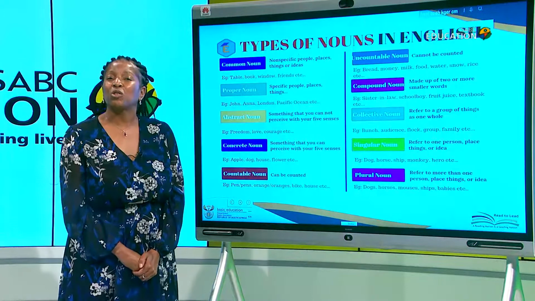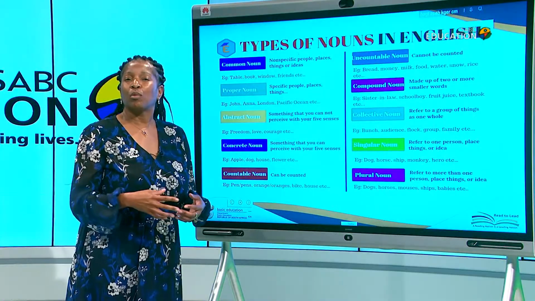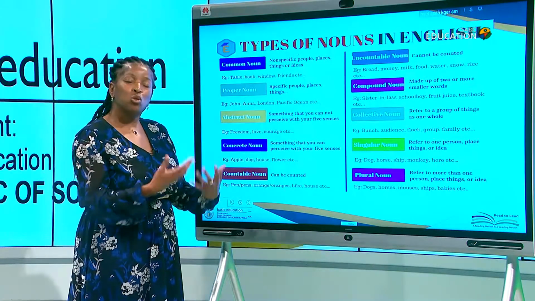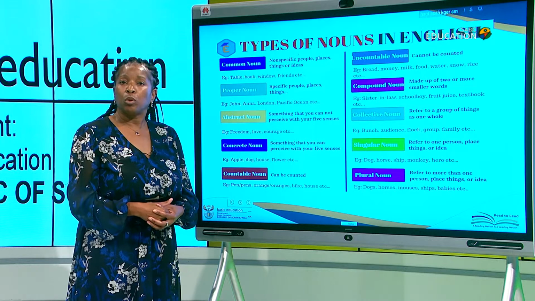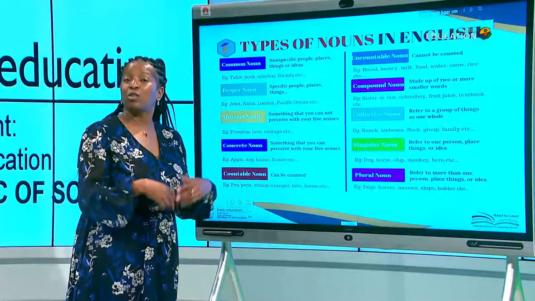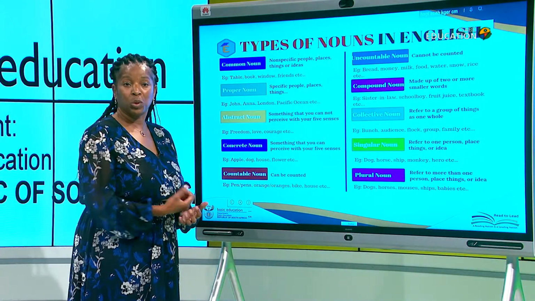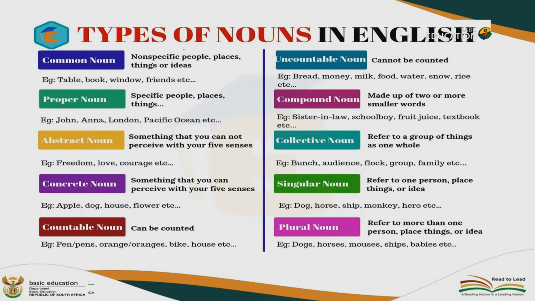Please note that we also have compound nouns. Compound nouns are those nouns that are made up of two or more words within them. For example, boy, friend. It is a compound noun because it has two separate words which can be created or used as a noun on its own. Fruit, juice. Mother-in-law. That is a compound noun.